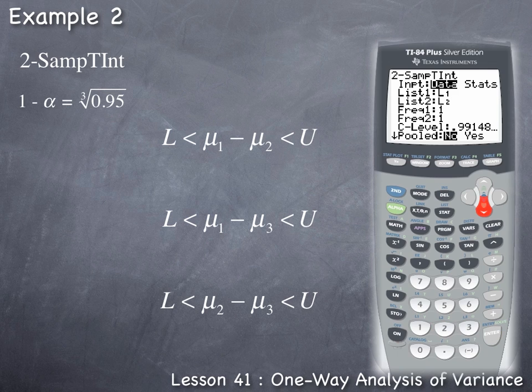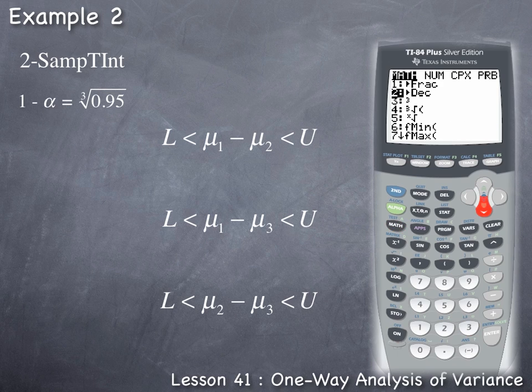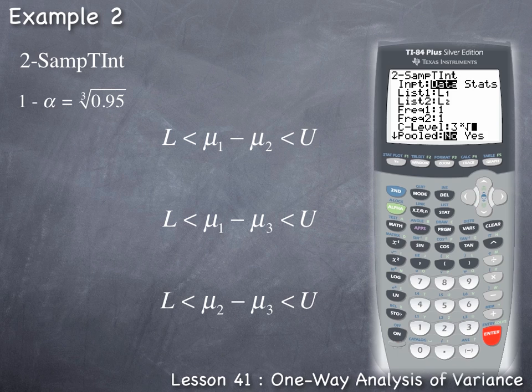For the confidence level, we need to do a cube root of the 0.95, so we press 3, and then math, and arrow down to the root symbol, enter, and then 0.95. Pressing enter will calculate the cube root of 0.95. Pooled is always no, for our case, and then arrow down to calculate, press enter.